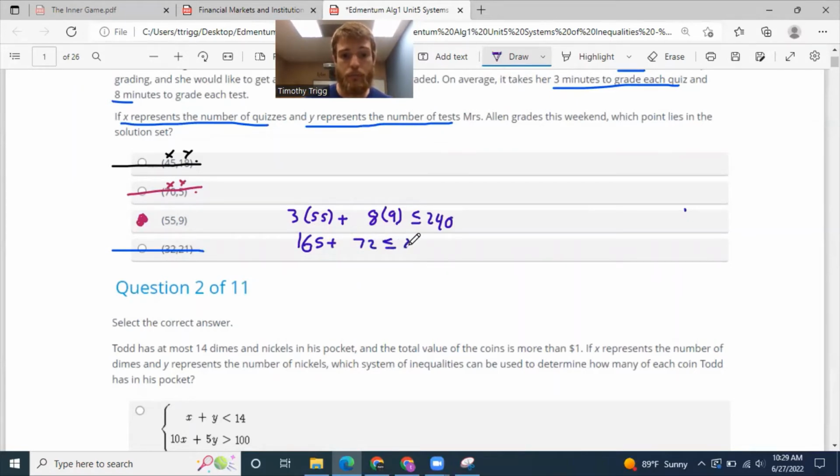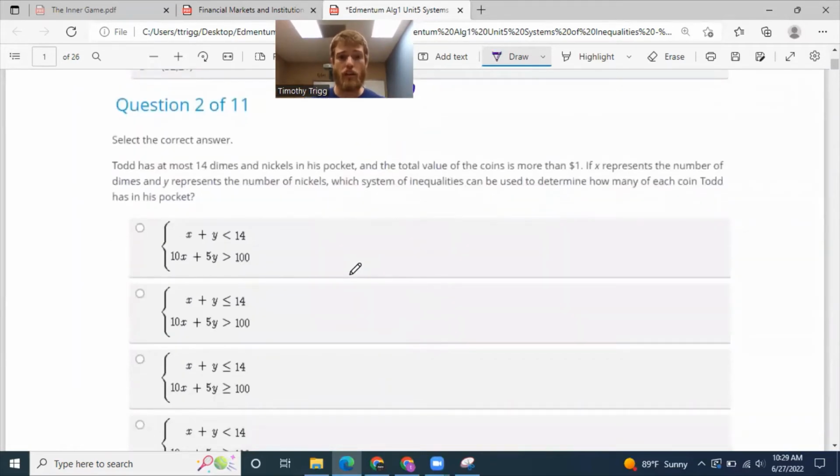72. Is this going to be less than or equal to 240? It should be. Yeah, that adds up to 237, right? So 237 is definitely less than or equal to 240. So I know that that's the correct answer there. Let's go ahead and try this next one here.